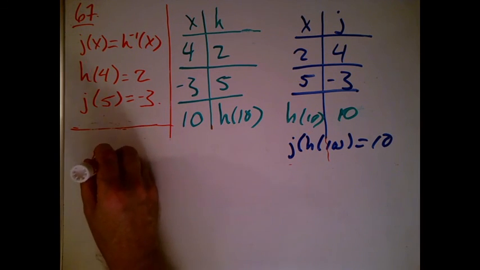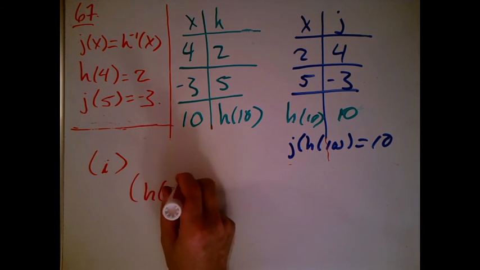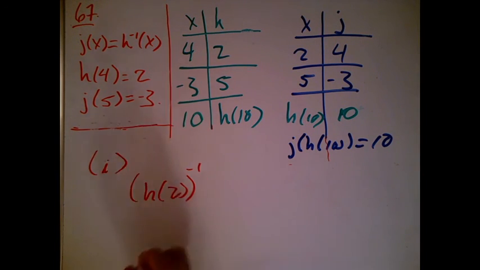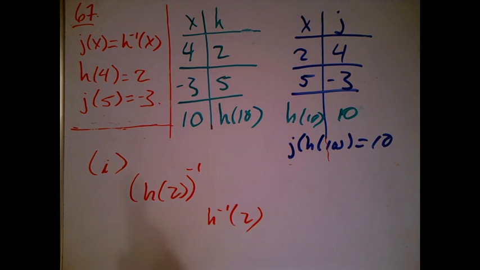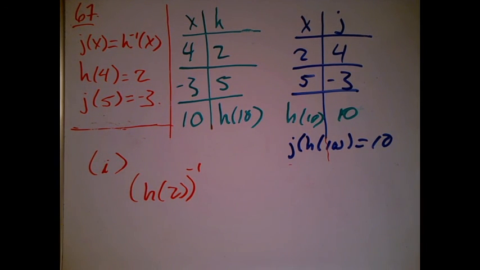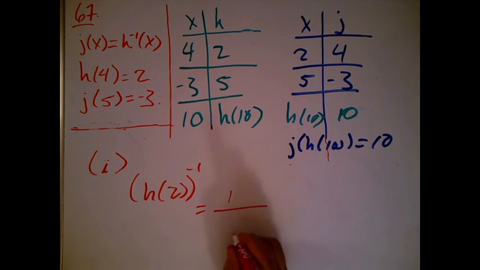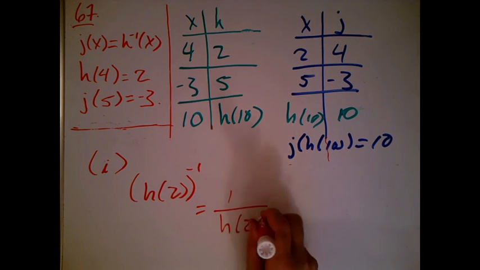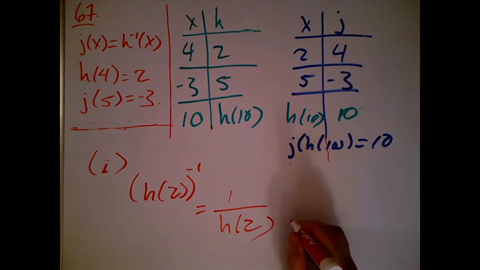The last thing they asked for was h of 2, and they put a little minus 1 over here, but I'm going to read that as reciprocal. If it was h inverse of 2, we would use the blue table. But this is not about the inverse function. This is about the reciprocal value. And again, the reading gets to be very important here. This is going to be 1 over h of 2. But I don't know h of 2. There's no way to get h of 2, so this, again, is not available.